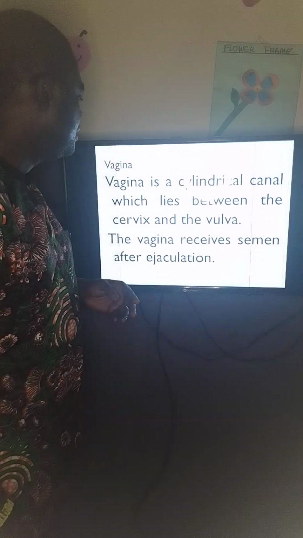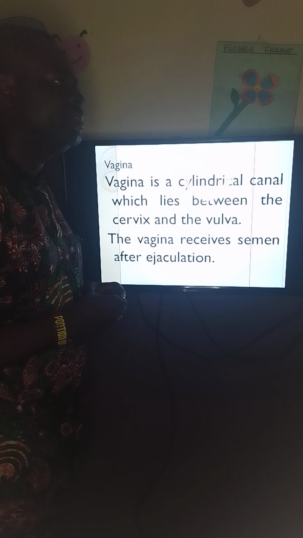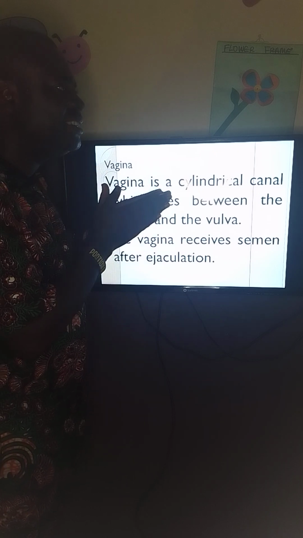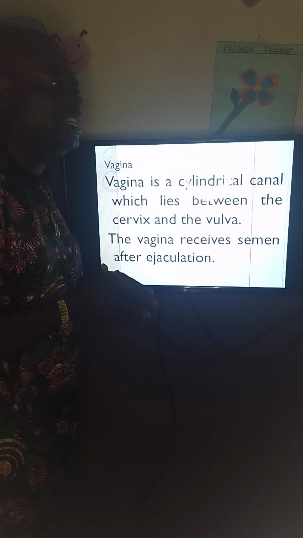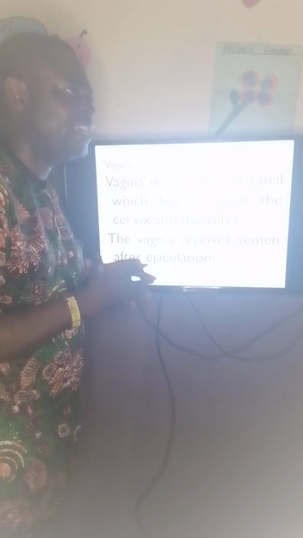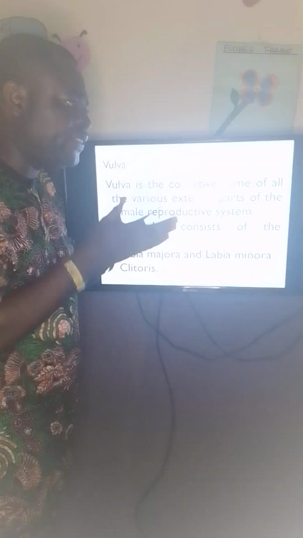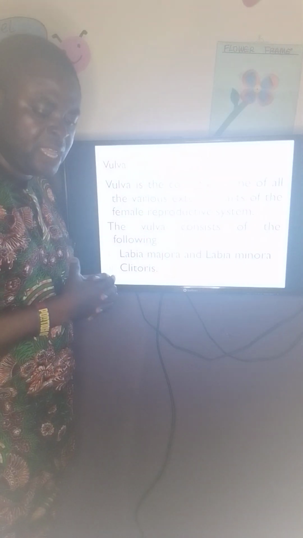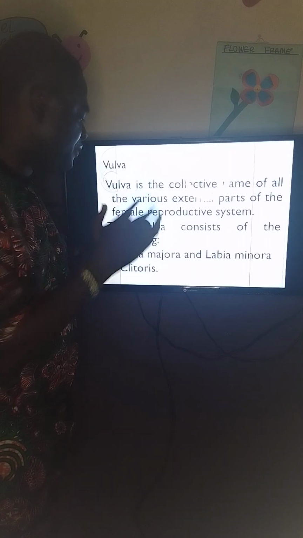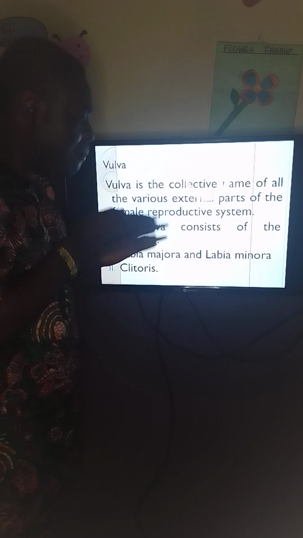Now, the vagina. The vagina, like I told you, is a canal that lies in between the cervix and the vulva. It receives sperms or semen after ejaculation has taken place. So that is its function. Now, the vulva, like I told you, is a collective name for all the things outside the female reproductive system, and it comprises two folds of skin, the bigger one called labia majora, and the smaller one inside, which is called labia minora.